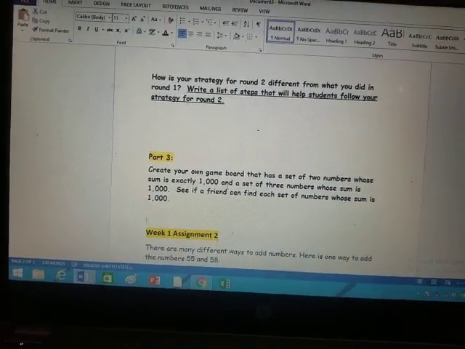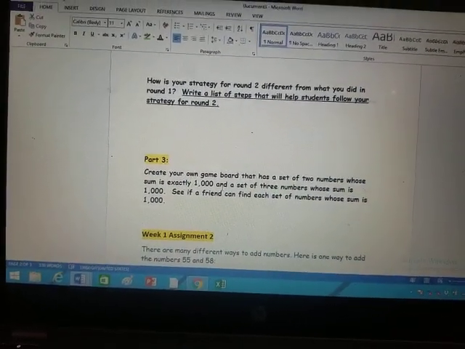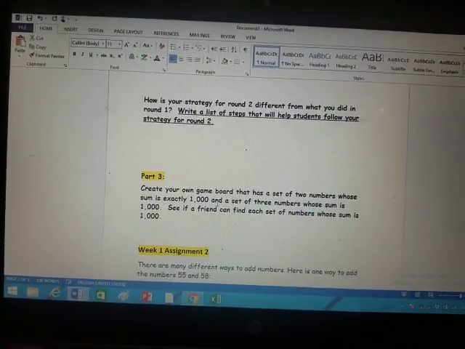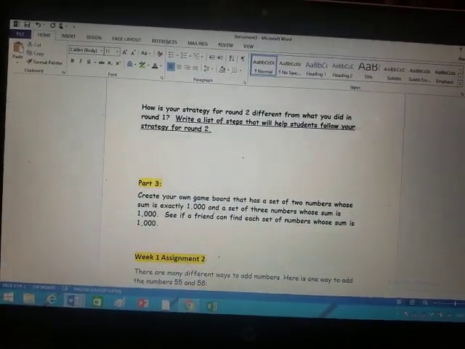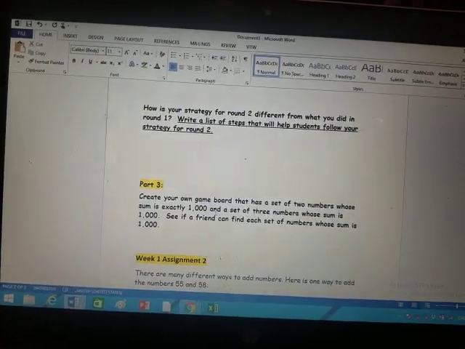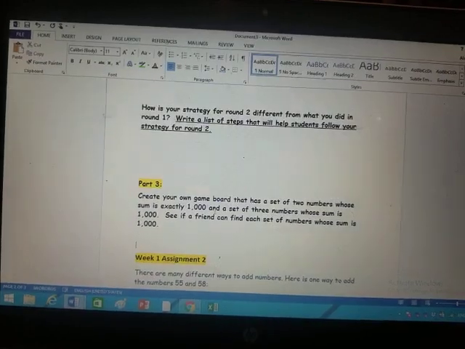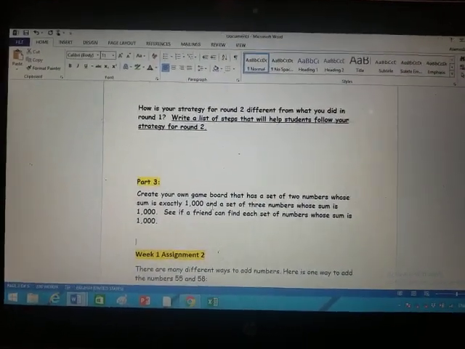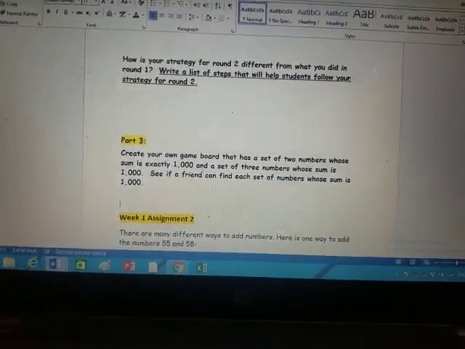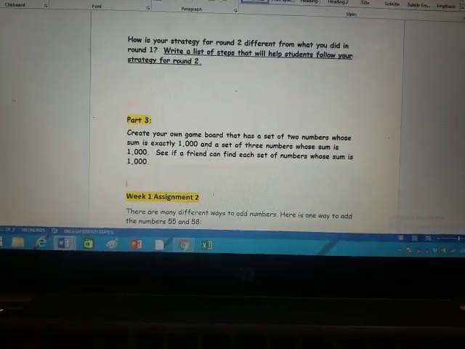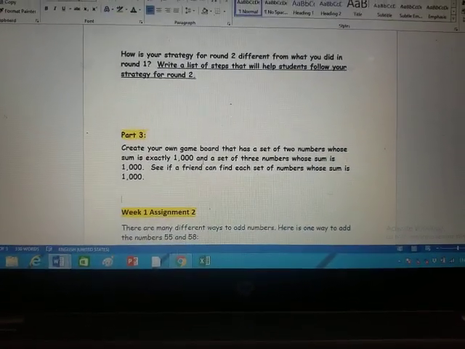Then you have a part 3. It asks you to create your own game board that has a set of 2 numbers whose sum is exactly 1,000 and a set of 3 numbers whose sum is 1,000. See if a friend can try to find each set of numbers whose sum is 1,000. So this is kind of fun. You can make your own little game board. Again, the best bet is to print this out and use your pencil.